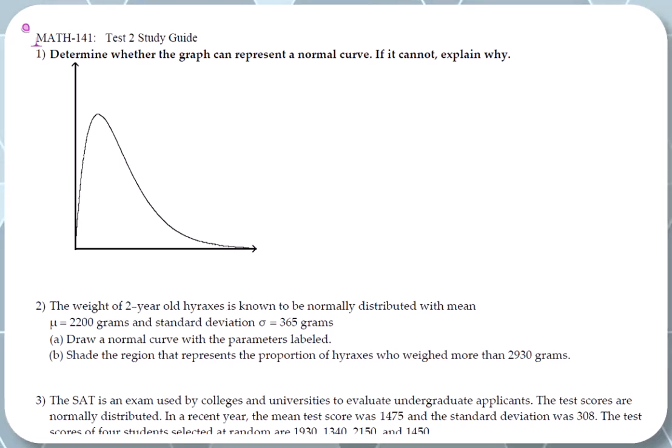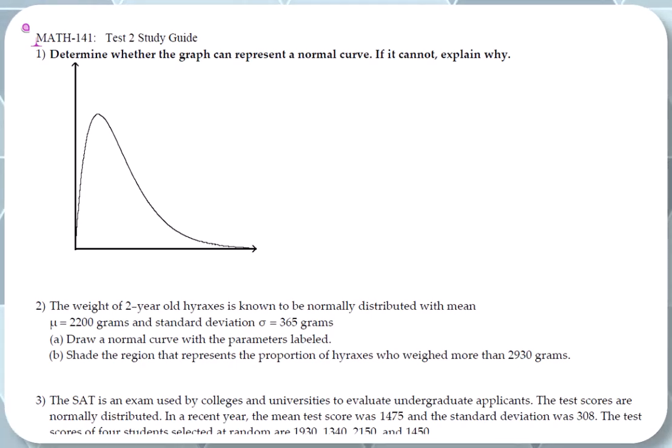Okay, so I'm going to begin. I'm going to start with the normal distribution part. Determine whether the graph can represent a normal curve. If it cannot, explain why. As you notice, the curve starts at 0. The normal curve has negative values and positive values, and it looks like it's skewed to the right, so that does not represent a normal curve.